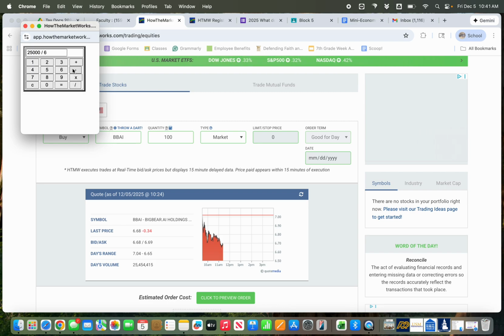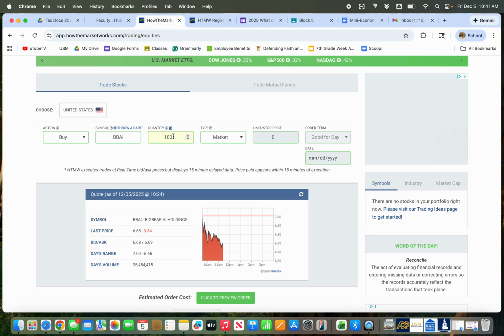I don't see a little period here. All right, I'll just make it $6. Okay? That gives me this really weird number. However, right there, I could invest about 4,166 shares. I'm going to make it real easy, and I'm going to just do 4,000.